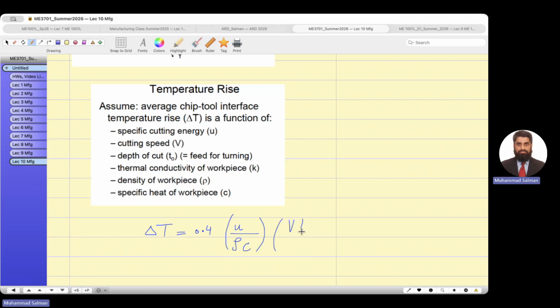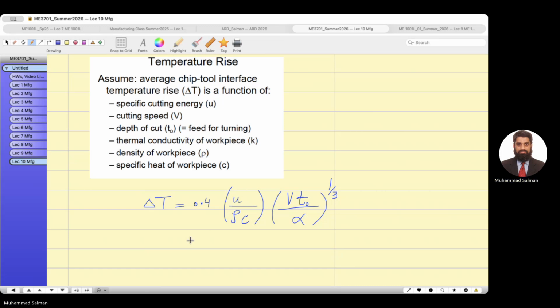Times the cutting speed times the chip thickness, divided by the thermal diffusivity, whole to the power 1/3. This formula is applicable if the width of cut divided by the depth of cut is greater than 5.